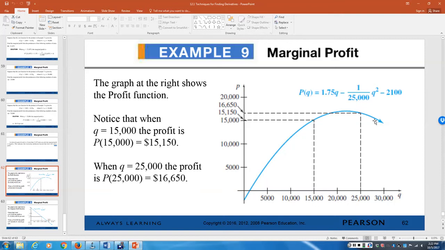When you get to 25,000, your profit is about 16,650. But you've already passed the place where your profit maxed out, and your profit is now decreasing. You're still making money, but it's decreasing. This is your profit equation, so you made your maximum profit right here. You're still making profit, but you're making less and less profit as time goes on.